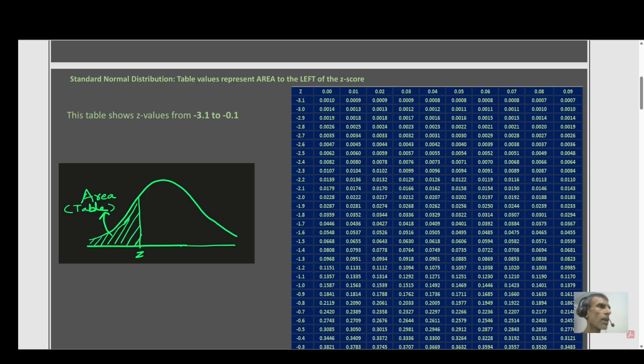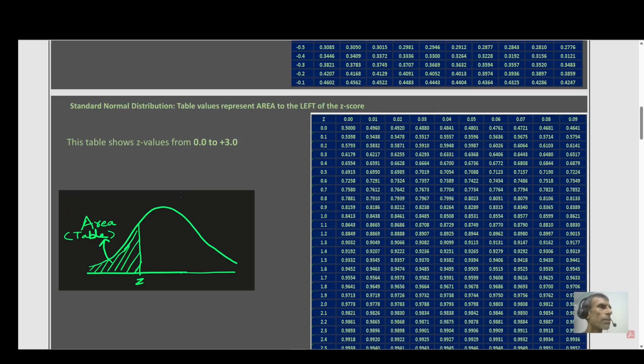All right, students, now I'm going to be talking about the Z-table, the applications of the Z-table. So this is my Z-table. Another name for it is the standard normal distribution table. Here are my values, from minus 3.1 to minus 0.1, and each one of the values right here represents the area to the left of my Z-score. That's what that is.